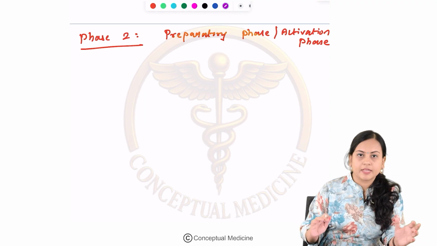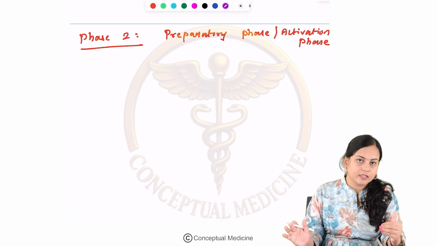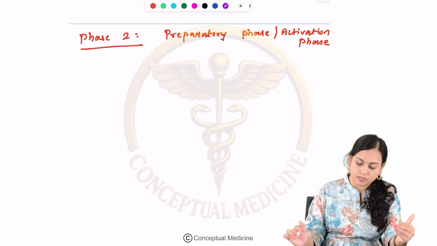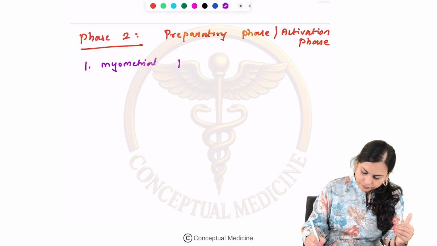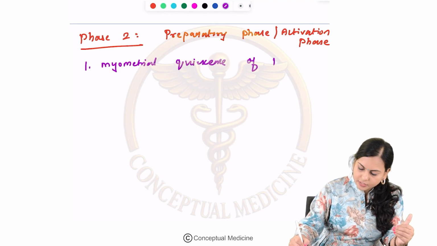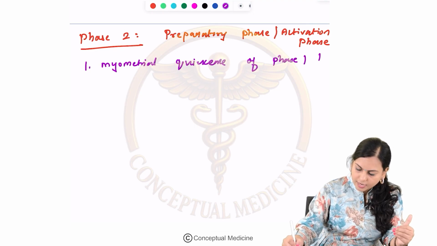So, what is happening in this phase? Definitely the quiescence has to be stopped. Okay, so that is the prior thing that is happening in this stage. So, myometrial quiescence of phase 1 has to be stopped.